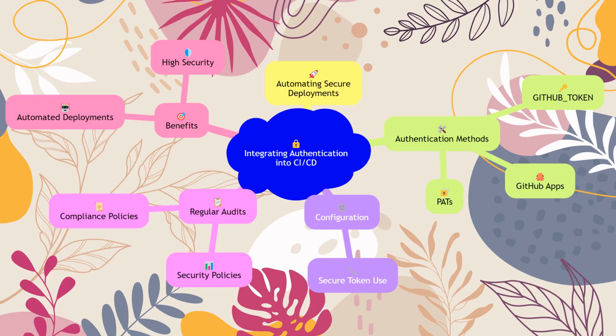Integrating authentication into your CI/CD pipelines is crucial for automating secure deployments. Use GitHub Apps, GitHub Token, or PATs to authenticate your pipelines. Ensure that your CI/CD tools are configured to use these tokens securely. Regularly audit your pipelines to ensure they adhere to your security and compliance policies. By integrating authentication into your CI/CD processes, you can automate deployments while maintaining a high level of security.